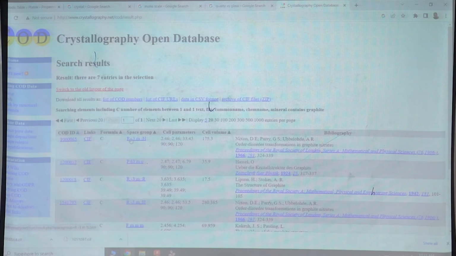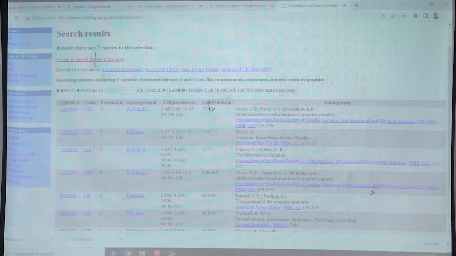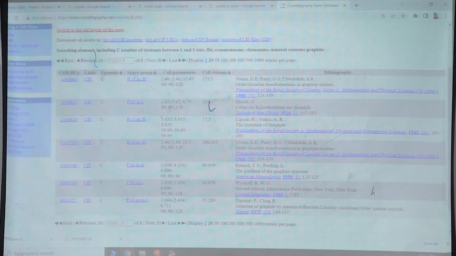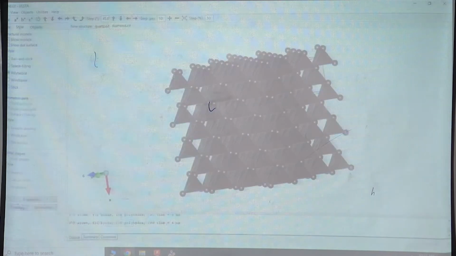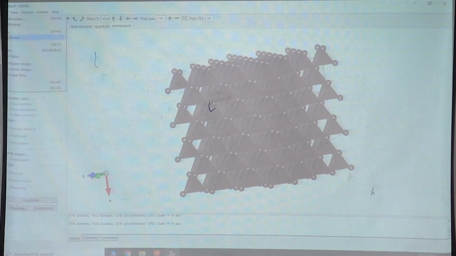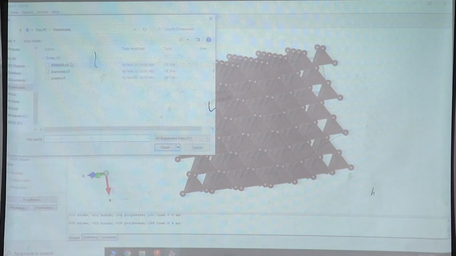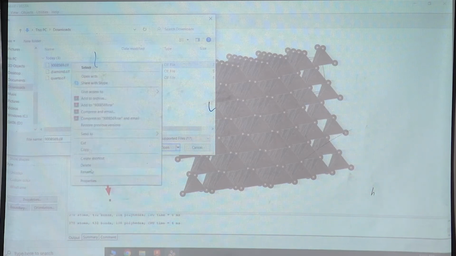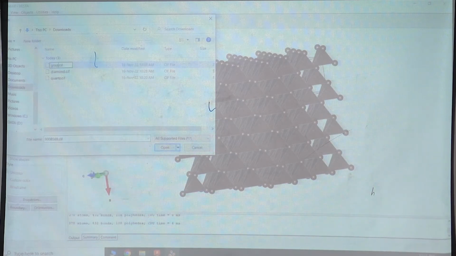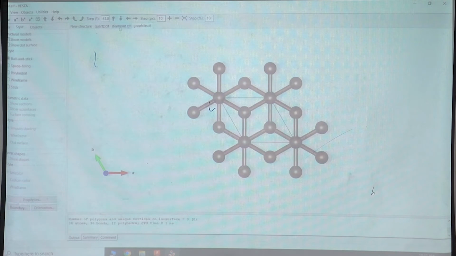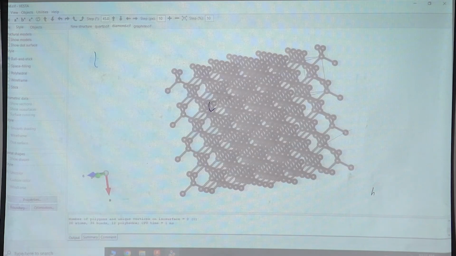Okay, let me take this thing, and then I go to VESTA, and then File, Open. I make a rename here first, rename it graphite. Enter, and then I open this thing. Open. Okay. For the diamond, let's say I remove the polyhedral, ball and stick only.